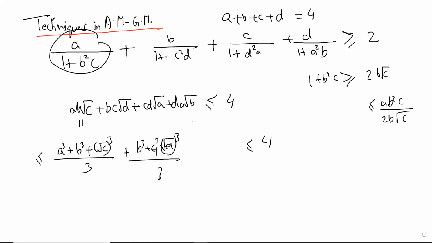So, any different idea? Yeah, please say. I tried a squared plus b squared c by 2 is greater than or equal to ab root c. Oh wait, a square plus b square c. A square plus b square c. Okay.